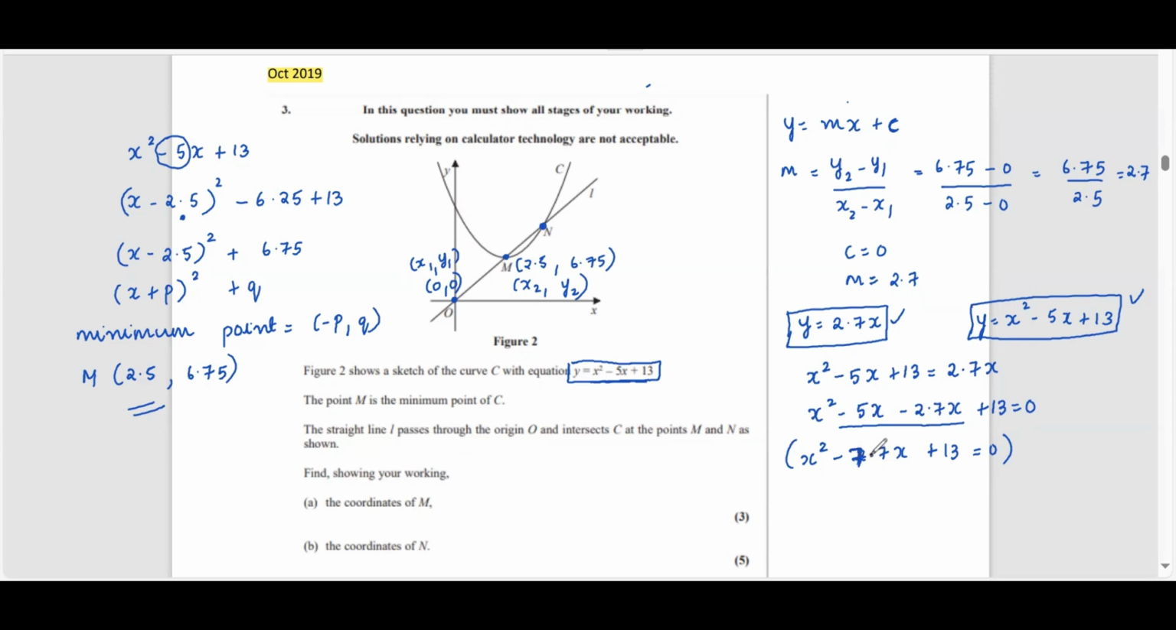So in order to remove the decimal in 7.7, we multiply the whole equation by 10. So this becomes 10x square minus 7.7 into 10 is 77x plus 130 is equal to 0. Now we can use factorization. Two numbers multiply to give you 1300 and add to give you 77. If you do the working out, you will get minus 25 and minus 52.